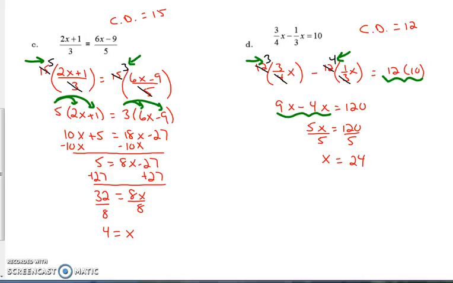Now with these equations, it's really important that you check. You might want to check these equations because you're going to be absolutely certain whether or not you get the question right.